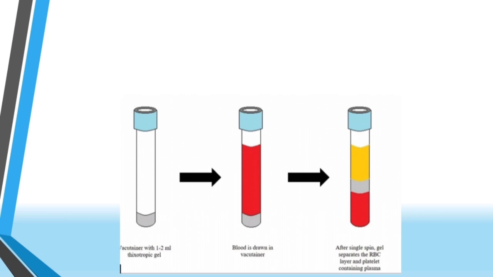And the thixotropic gel is based on the principle that it has lower specific gravity than RBCs and higher specific gravity than platelets. So RBCs settle down below the thixotropic gel and platelets go above it, thereby PRP can be obtained.